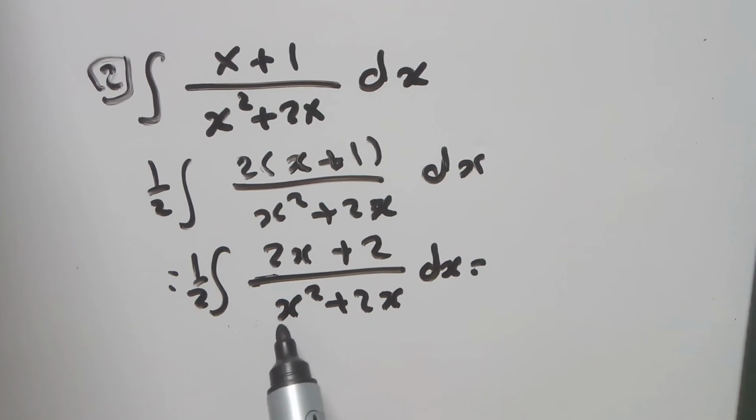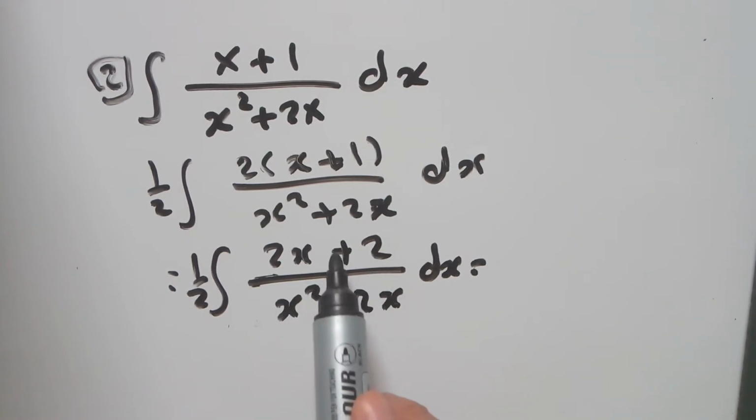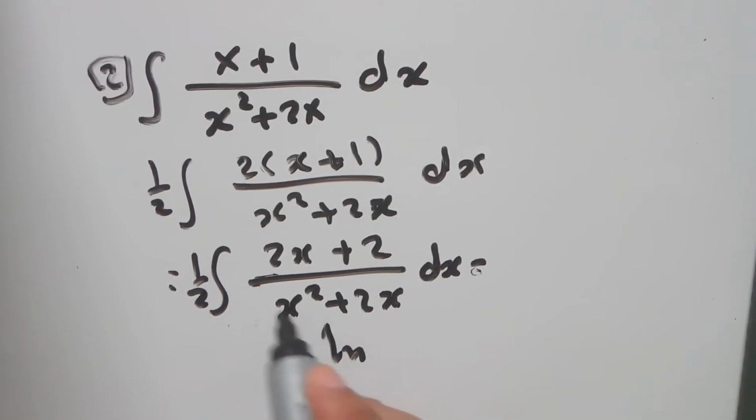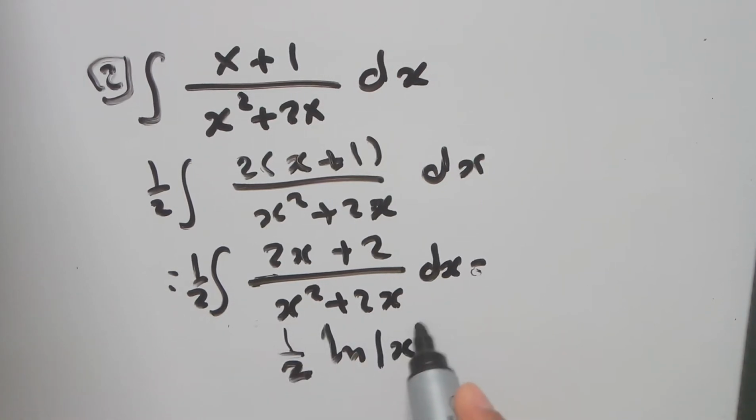If you look at the fraction, the derivative of x squared is 2x. The derivative of 2x is 2. Then the numerator is the derivative of the denominator. Then apply the rule. It will be one half ln of what? Absolute value of the quantity down. Then one half ln absolute value of x squared plus 2x plus c.